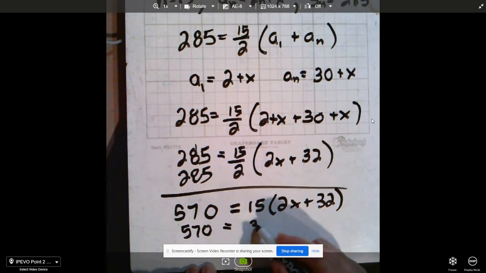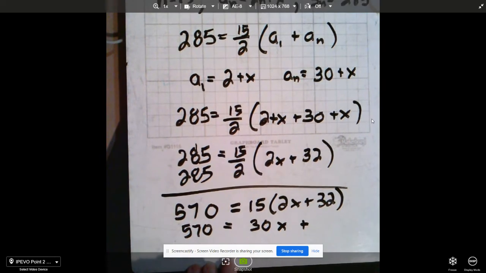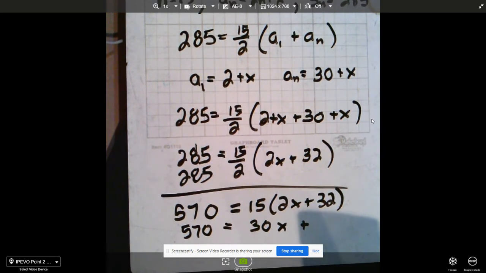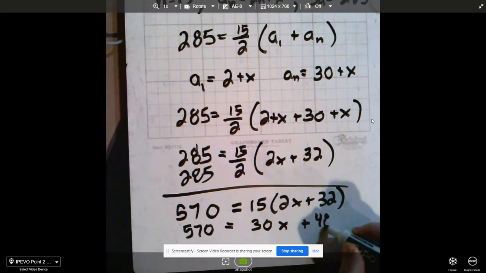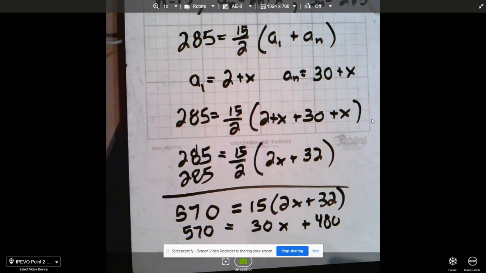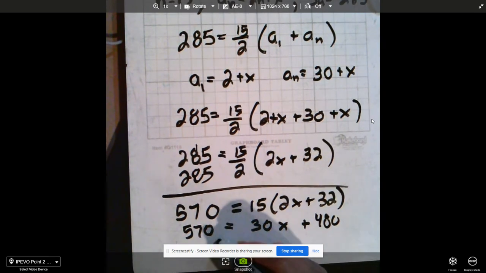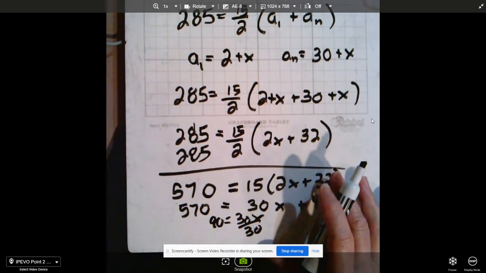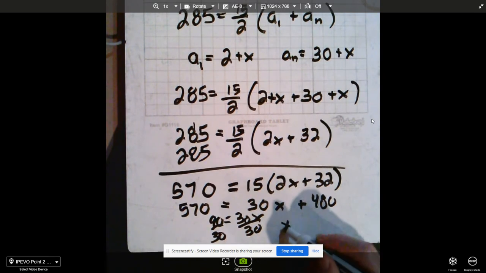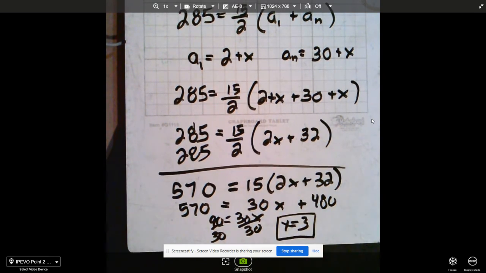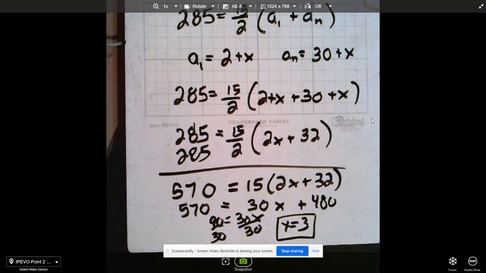570 equals 30x plus whatever 15 times 32 is. 15 times 32 is 480. And then we're going to take 570 and subtract the 480, and we'll get 90 equals 30x. And if we divide both sides by 30, you'll find out that x equals 3. So there you go. If you have any questions, let me know.